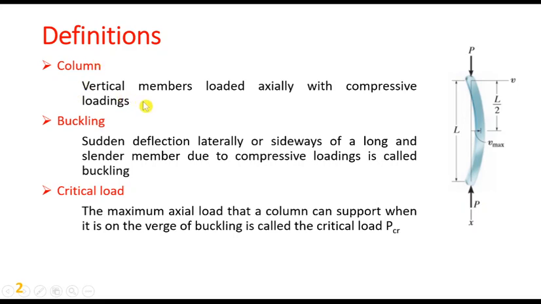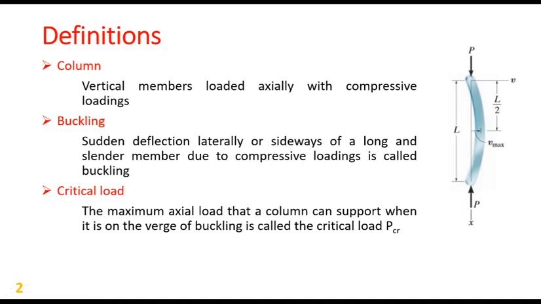Definitions: column, vertical members loaded axially with compressive loading. So if there is a vertical column loaded axially, it is called a column. Buckling: sudden deflection, literally like this, or sideways, of long and slender members. It might be in this direction, out of screen, due to compressive loading. This phenomenon is called buckling.